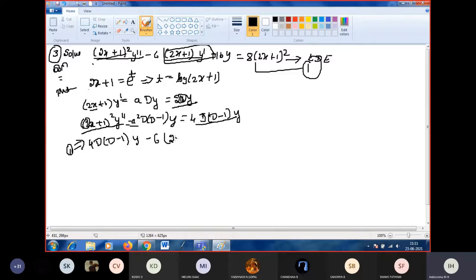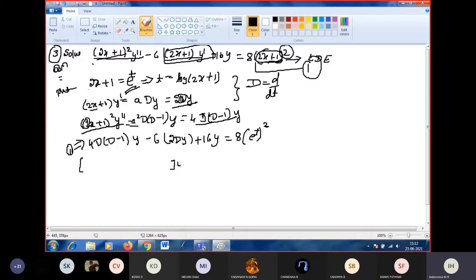So into 2Dy plus 16y is equal to 8 into, what is capital D now? Capital D is d by dt. We are converting x completely in terms of t, so on the RHS also x should not be there. We have to substitute for 2x plus 1, which is e power t, whole square, because we have the square here. Next, take y common on the LHS.